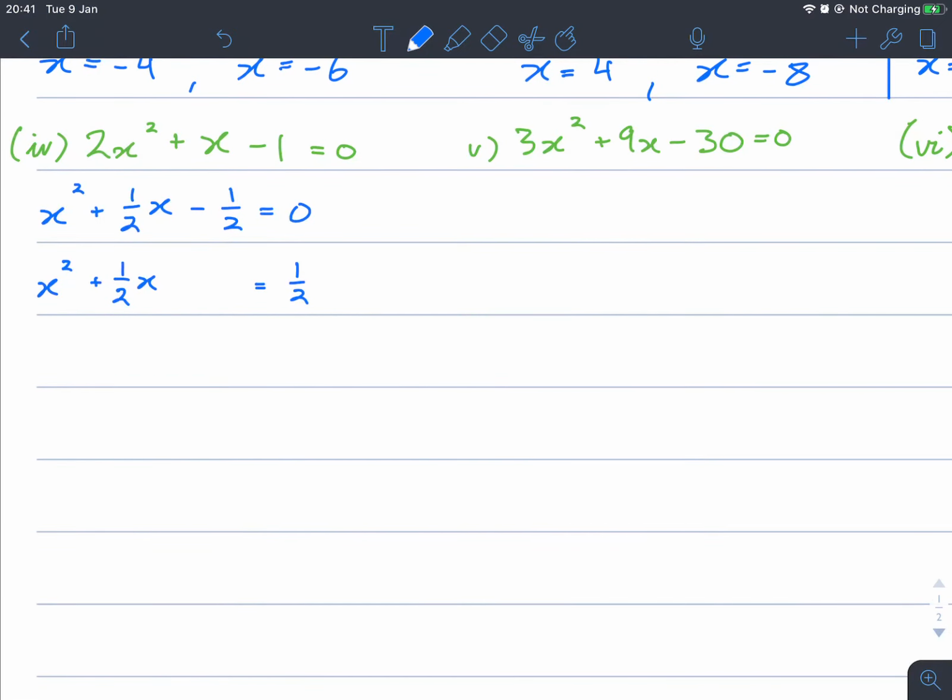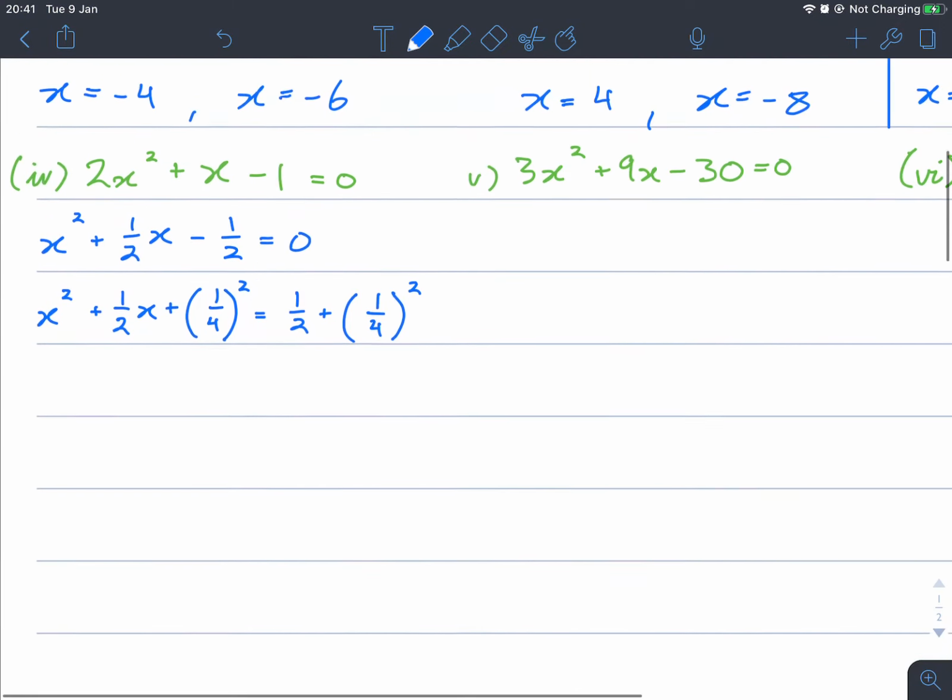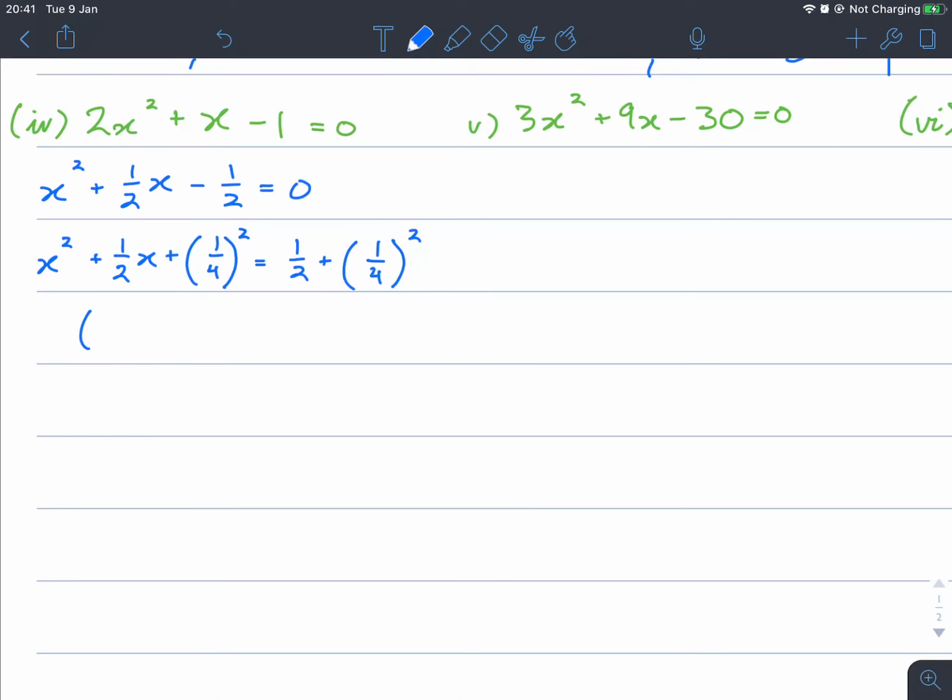now adding half of this coefficient squared, so we're going to add half of a half, which is a quarter, squared. We're going to add that, 1/4 squared, to both sides. Factoring the left hand side, it's always going to be half of this coefficient, so it's x plus 1/4 squared.